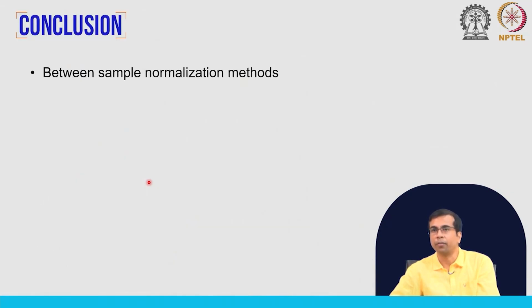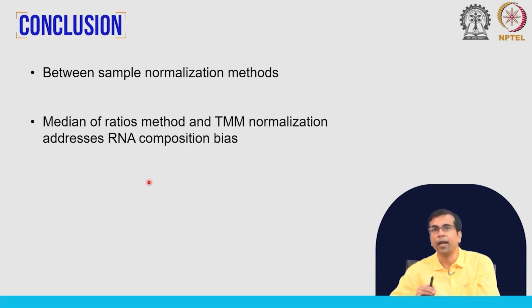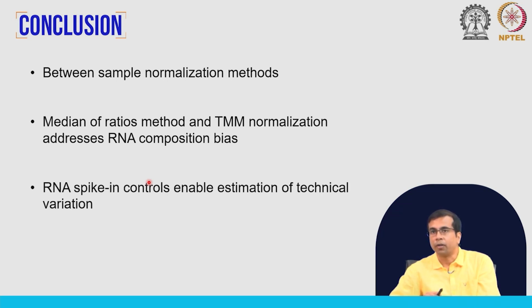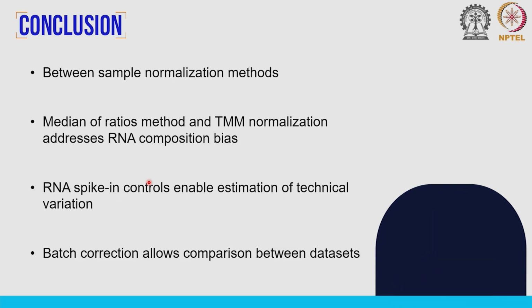To summarize, we have talked about very sophisticated between-sample normalization methods which can address this RNA composition bias and of course other issues. We have talked about two methods that can do this very well: the median of ratios method and TMM normalization. We have also talked about normalization using RNA spike-in controls, which enables estimation of technical variation. We have seen the data right after normalization, and we have also talked about batch correction that allows us to combine data sets and compare across data sets. Thank you.